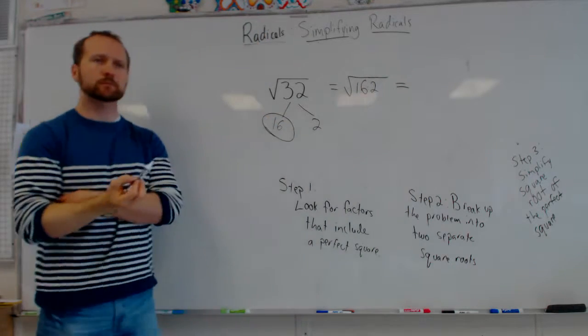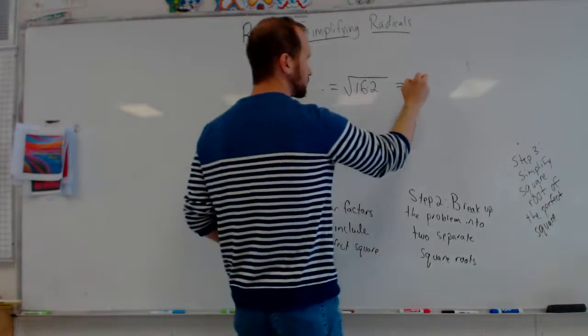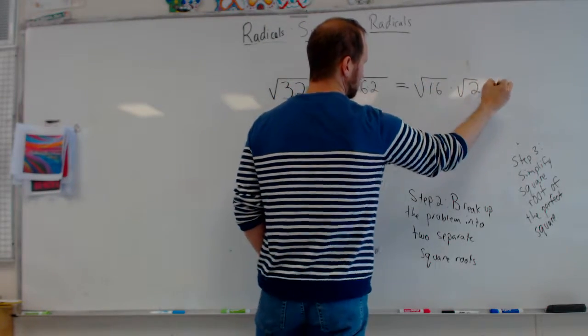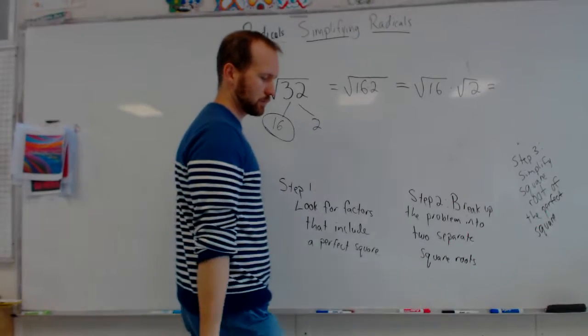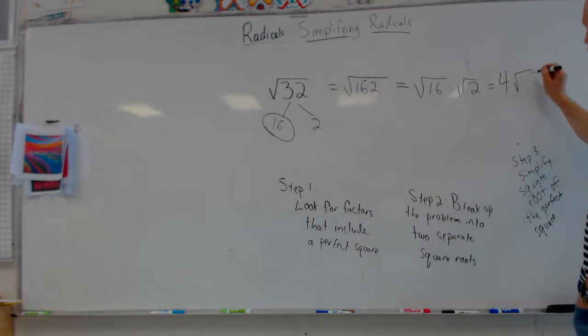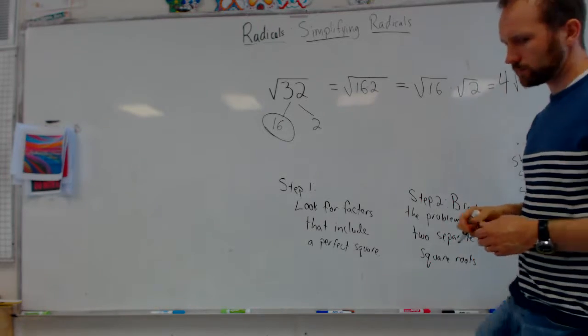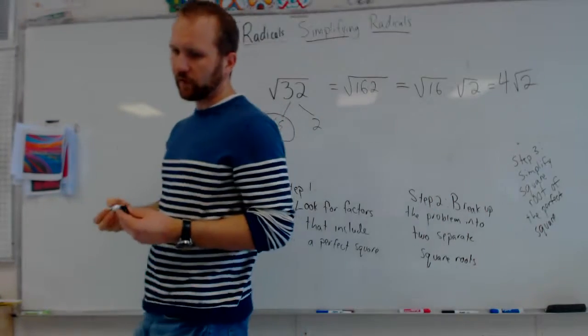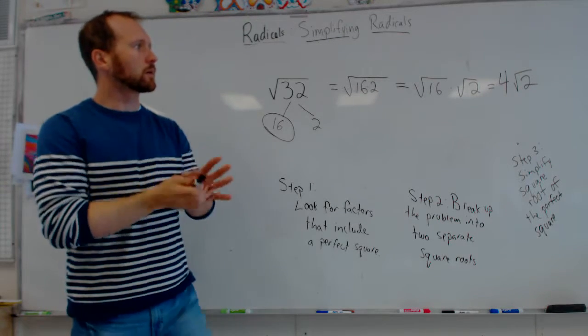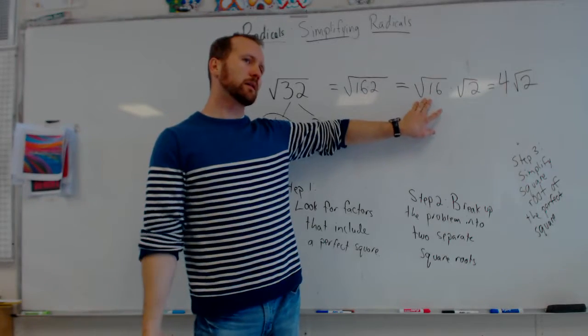And then we'll do the square root of 16 times the square root of 2. And then we get 4 times the square root of 2. The square root of 16 is 4.